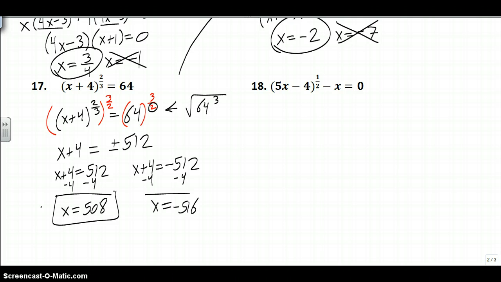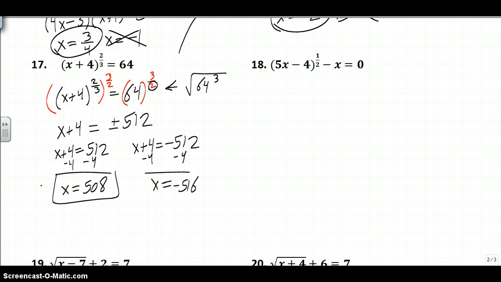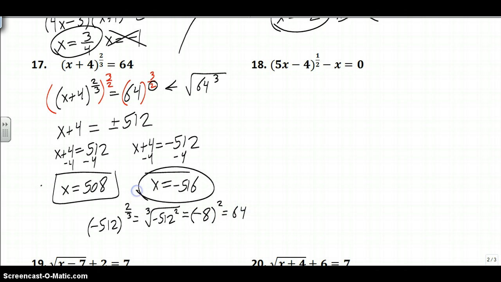Negative 516 plus 4 is negative 512, and you have to be careful on your calculator. Remember, this is where your calculator tries to say there's a domain error, right? But let me kind of walk you through it just so you don't think that it's causing a problem. Negative 512 to the 2/3 is the same as the cubed root of negative 512 squared, right? Well, the cubed root of negative 512 is, of course, negative 8. And when you square negative 8, you do get positive 64. So they both do work, even though your calculator might say there's a domain error. Okay? So be careful. All right?